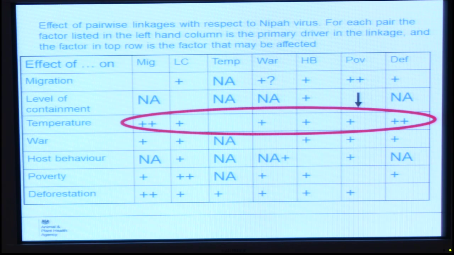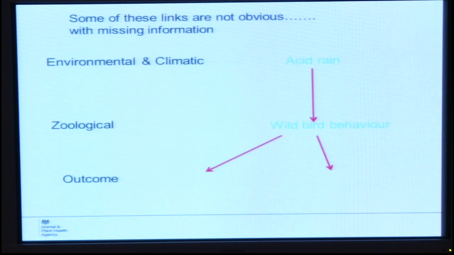So you can see that temperature actually affects them all, but level of containment and host behavior are affected by all of them, and as all of them are affected by temperature, you could make the jump that the important ones, level of containment and poverty, are affected through multiple ways by temperature. But some of these links are actually not that obvious.